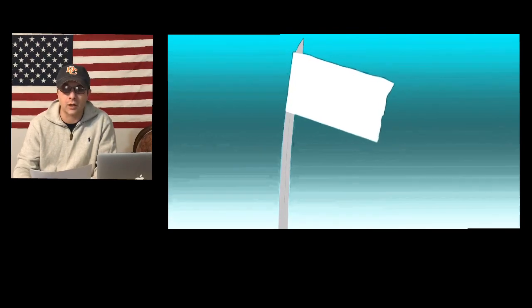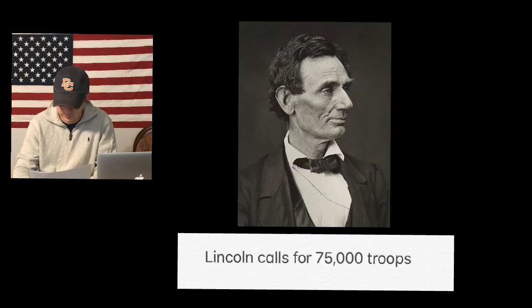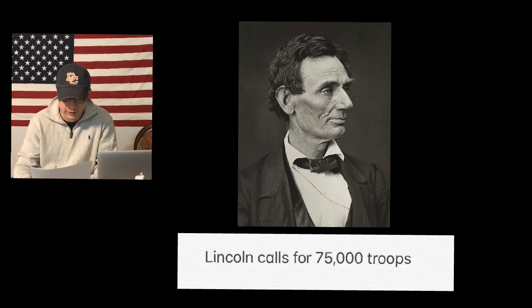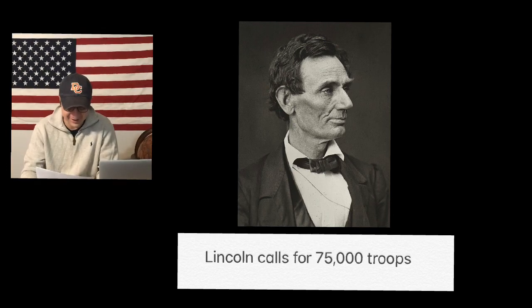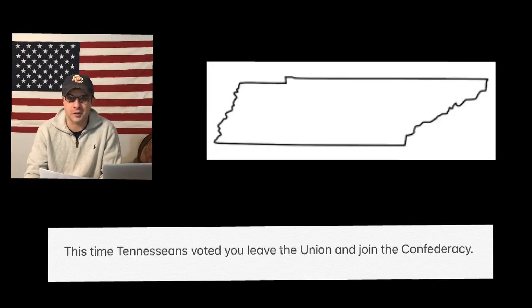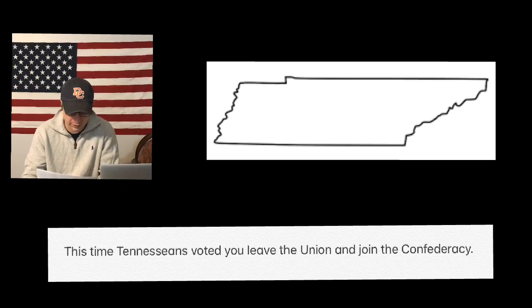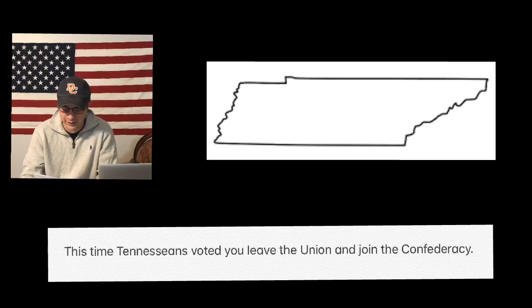He declared South Carolina was in a state of rebellion. And he called on 75,000 troops from across the nation to help the military put down the rebellion. A few weeks after the incident at Fort Sumter, the governor of Tennessee called for a second vote on secession. In June 1861, the people of Tennessee voted to leave the United States and join the Confederacy. Less than a month later, the first major battle of the war would take place. The Civil War had officially begun.